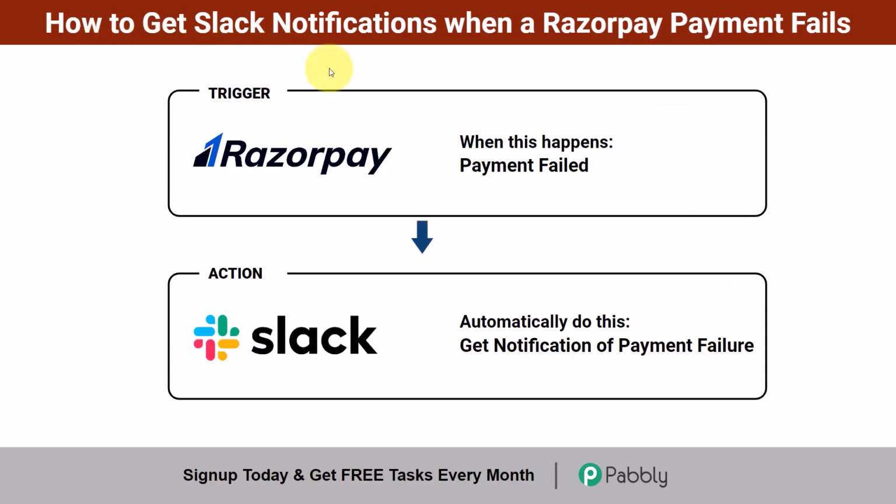How to get Slack notifications when a Razorpay payment fails. So in this video, we will learn that whenever a payment fails in the Razorpay payment gateway, how you can automatically get a notification of payment failure on your Slack channel so that your team will be updated about every payment failure, and they can then immediately take action on that failed payment. And to do that, I'm going to set up an automation between Razorpay and Slack, and in this automation, Razorpay will be the trigger application and Slack will be the action application. So let's start this process.